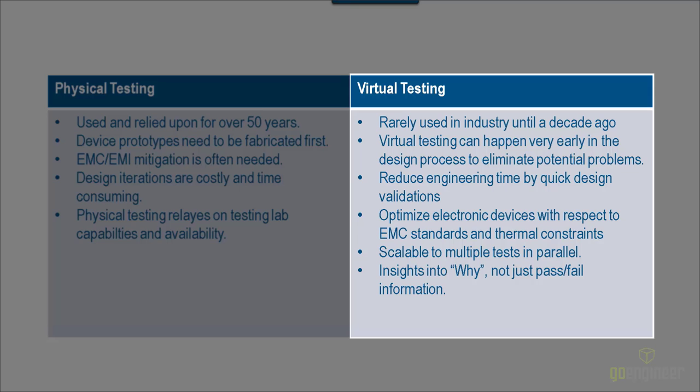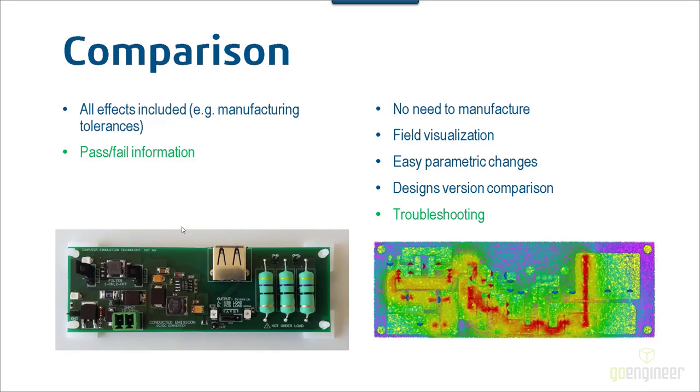Here I have an example of a DC-DC converter. In the case of the measurement, I have information on whether I pass or fail the normative. On the right, for the simulation, I see the fields and I'm able to do troubleshooting. I'm able to understand why I have this pass in red responsible for the issue. And I don't need to manufacture, so I can act earlier.